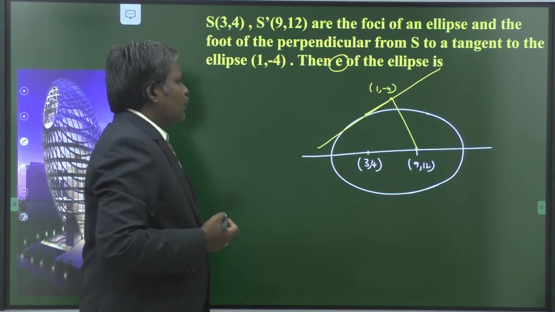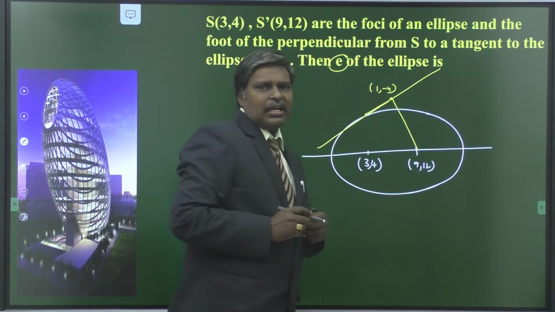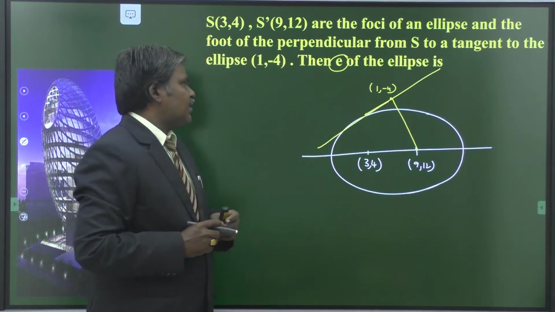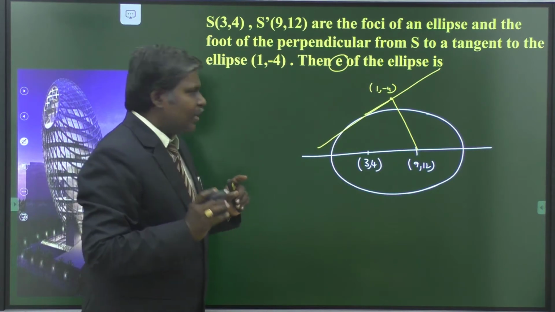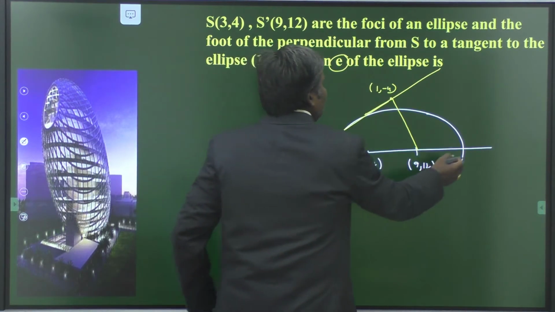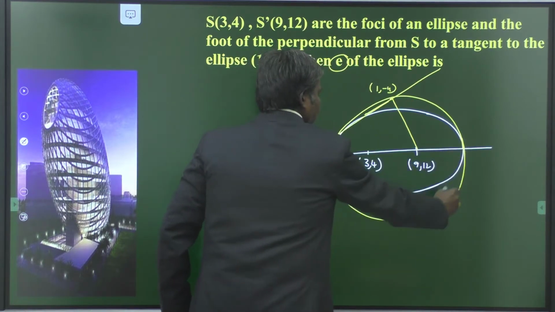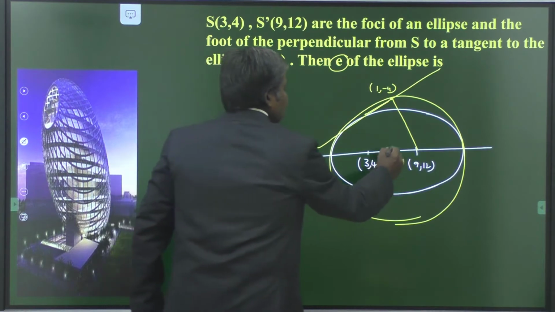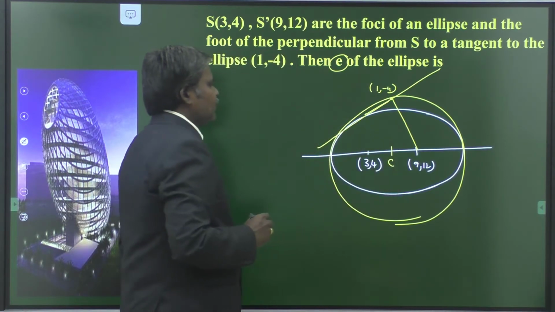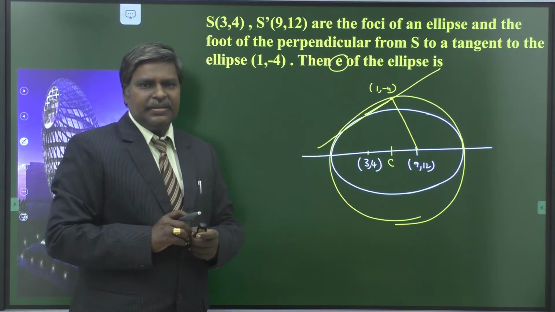Understand? Now, my dears, the locus of the foot of perpendicular drawn from a focus to any tangent of an ellipse is what? The auxiliary circle. We mean the point lies on the auxiliary circle, as shown in this figure. This is the auxiliary circle. This is the center of the ellipse. With the help of this information, you have to evaluate e.